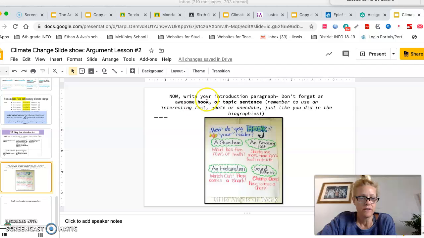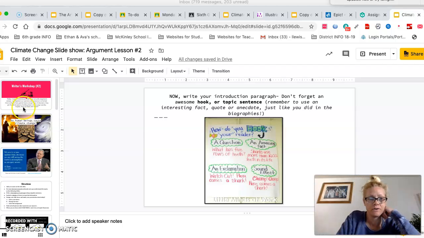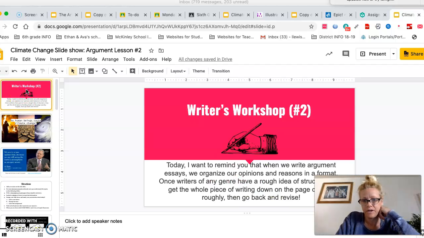Okay, so let's start with the first slide. And you can move the slides over on the left-hand side of your screen in case you were wondering. Okay, the first slide is what I introduced to you. And that is that I want to remind you that when we organize our opinions and reasons, we organize them in a structured format. All right.